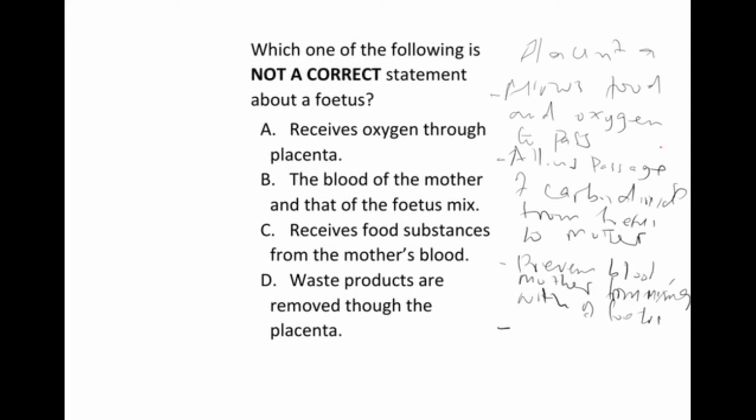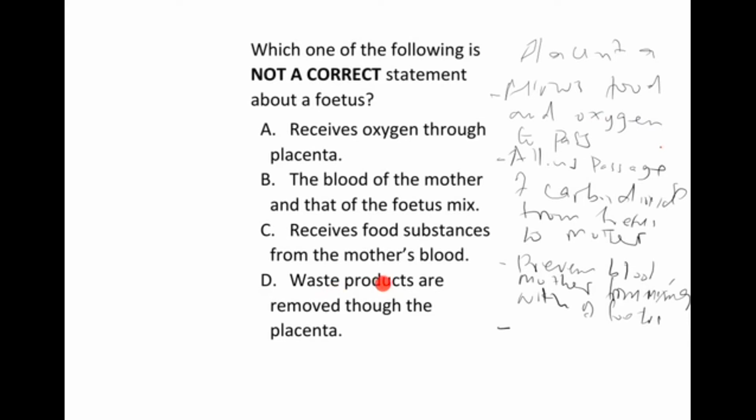B, the blood of the mother and that of the fetus mix. That statement is wrong. Why? As we have said now, the placenta prevents the blood of the mother from mixing with that of the fetus. So due to the word mix there, that statement is very much wrong. C, receives food substances from the mother's blood. Food substances allow food to pass from the mother to the fetus.